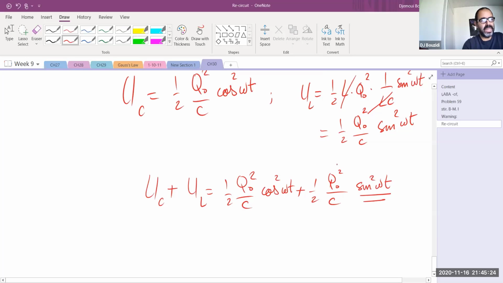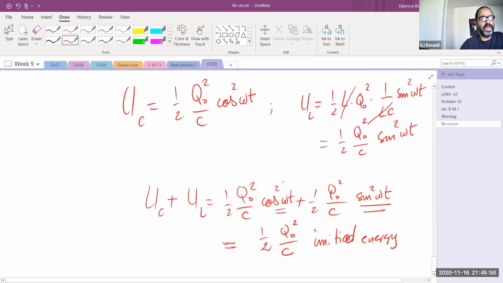If I take this expression out from both sides, I will be left with cosine squared plus sine squared, which is 1, no matter what time it is. So this is 1/2 of Q naught squared over C, which is the initial energy, because initially we had only charge in the capacitor and no current. So all the energy was inside the capacitor. So the energy is conserved in here.